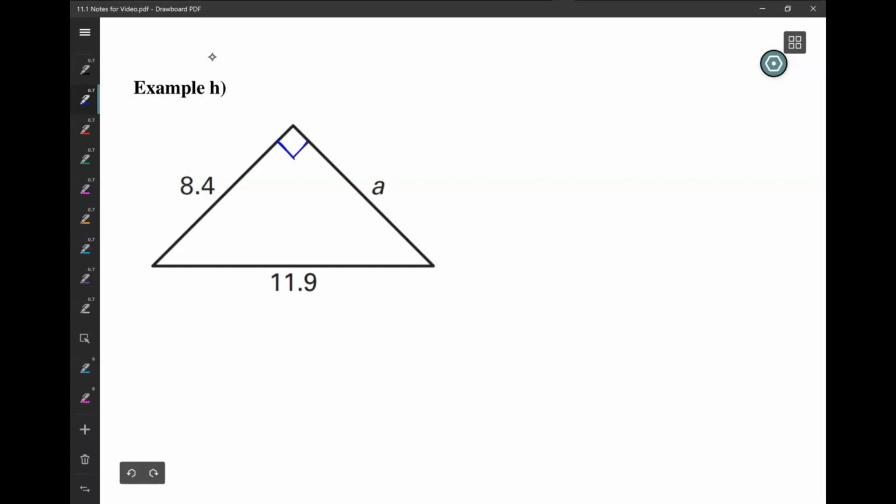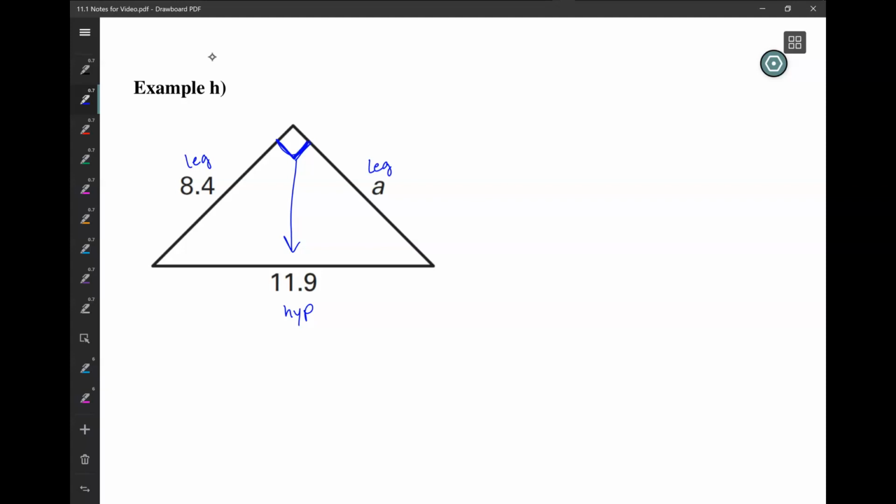So across from the square root, we have the 11.9. So that's the hypotenuse. Did I say across from the square root? I meant across from the right angle. Sorry, my mind is in a million places at once.